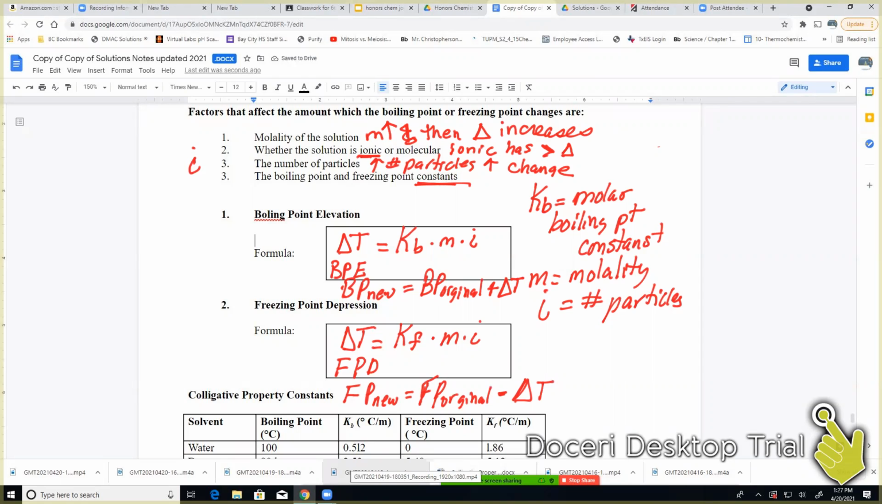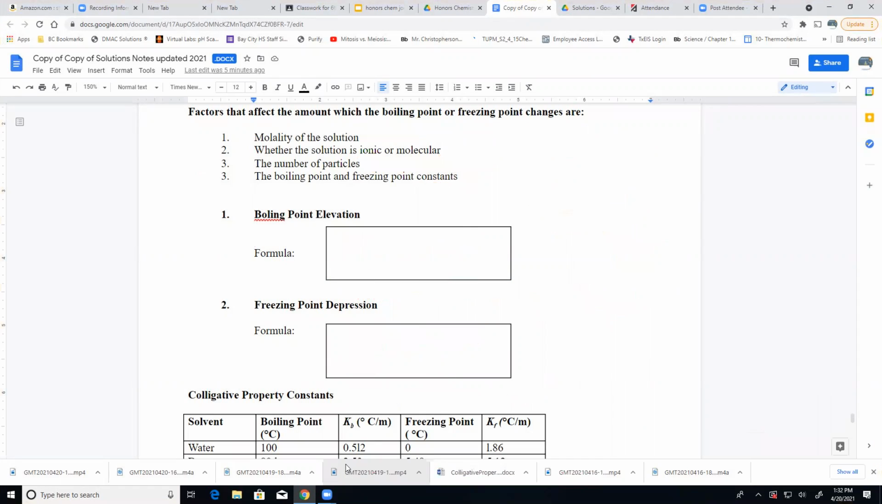I know that y'all's little table kind of got separated, like your headings got separated. So if you'll flip the page and add those headings at the top of your chart, put solvent over the first column, boiling point, and so forth and so on.